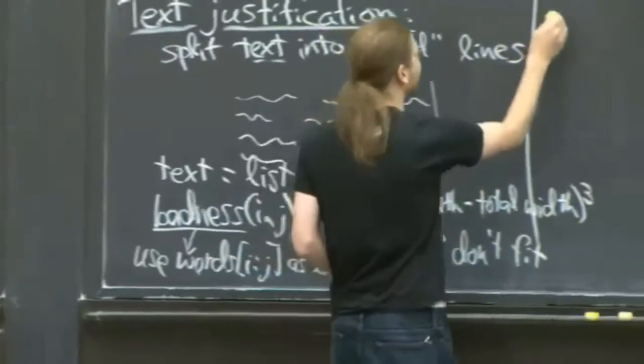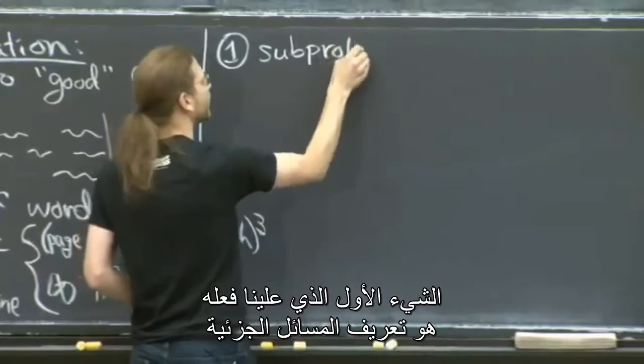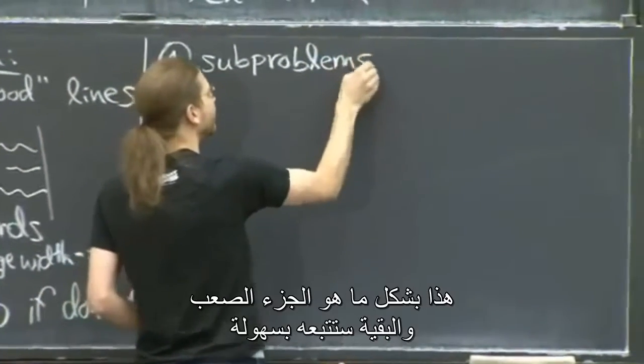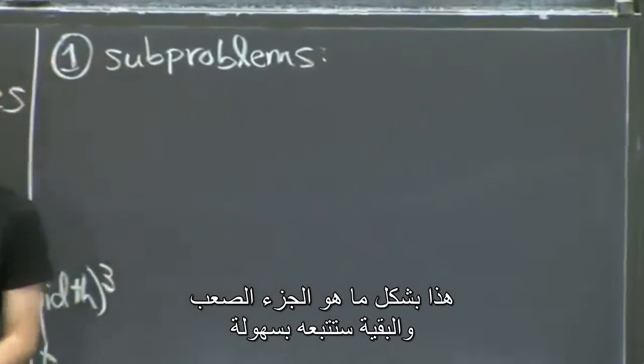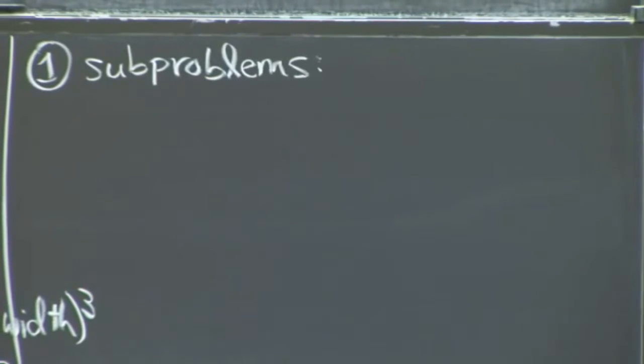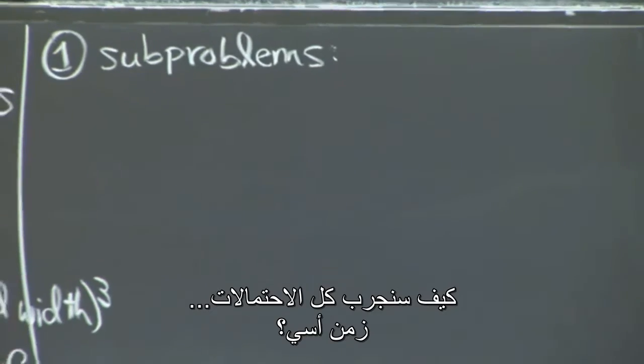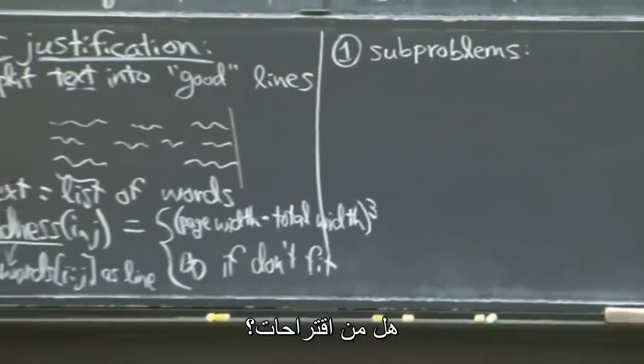OK, so the first thing we need to do is define subproblems. This is, in some sense, the hard part. The rest will follow easily. So I think it might actually be easier to think about, for this problem, what the brute force strategy would be. How would you try all possibilities in exponential time? Suggestions?